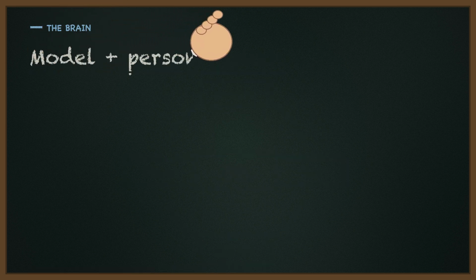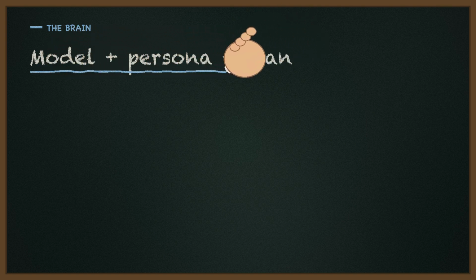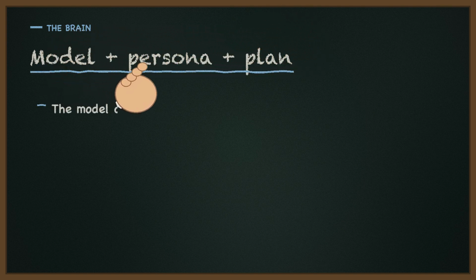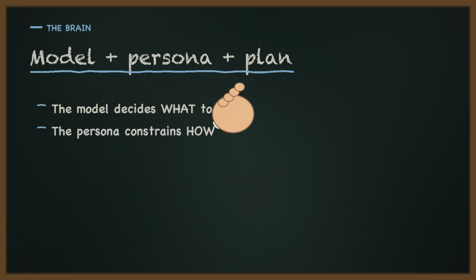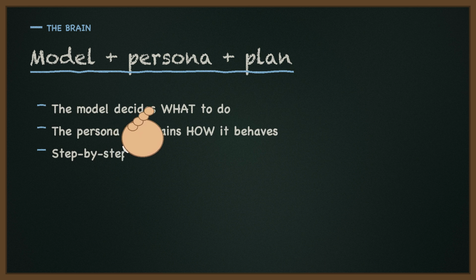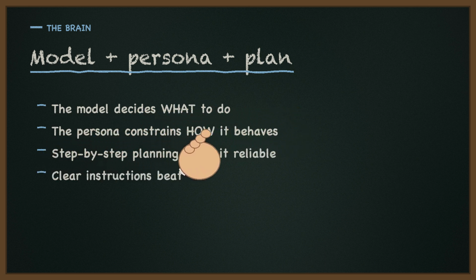At the center of that loop is the brain, and it's really two things working together. The model decides what to do. The persona, your system prompt, constrains how it's done. The model interprets the goal and chooses among the tools you've given it. The persona keeps every choice on scope and on tone. Get this pairing right, what versus how, and Aria behaves reliably instead of improvising.